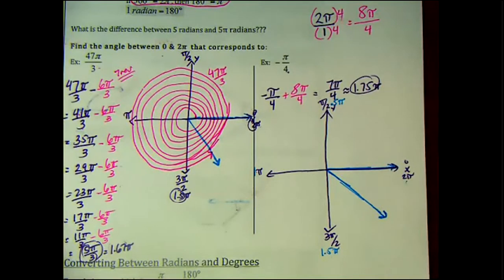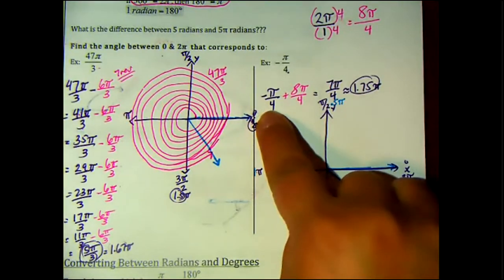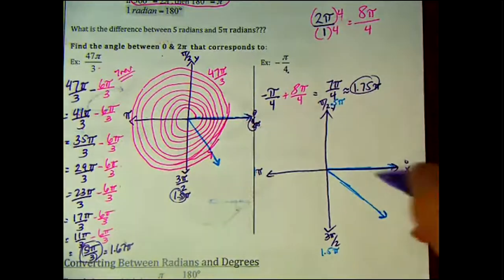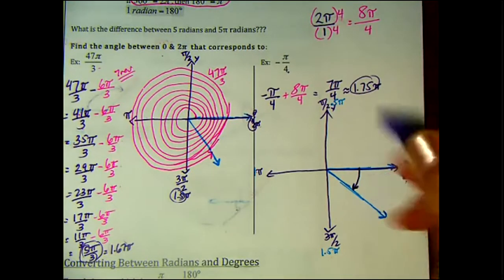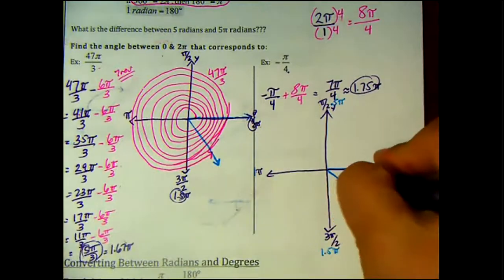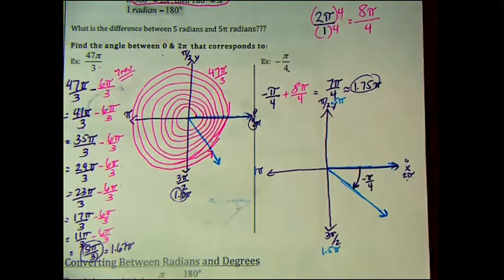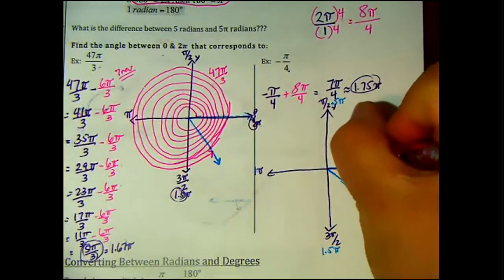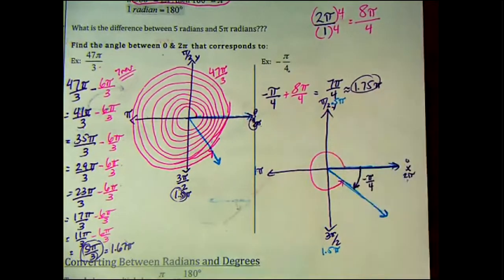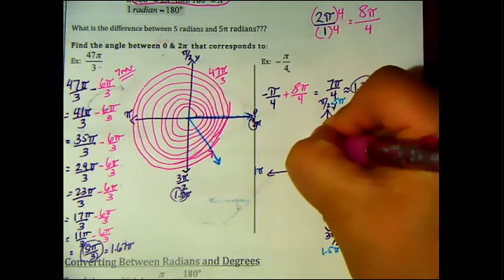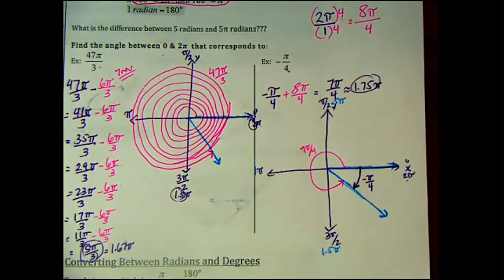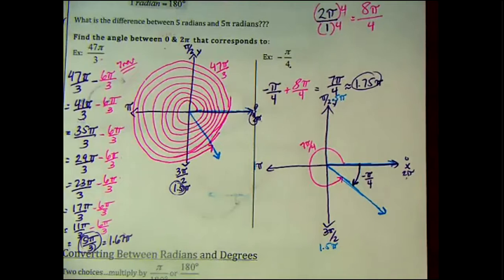So if I were to graph my negative angle here of negative pi over 4, it starts at my initial side, ends at my terminal side, and I go in the negative direction. So this is my negative pi over 4. Okay. The positive version of this starts here and goes to the terminal side from the positive direction. So this is the 7 pi over 4, the positive 7 pi over 4.